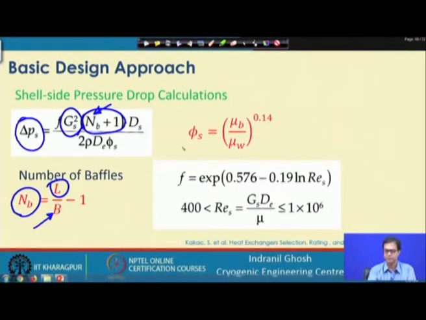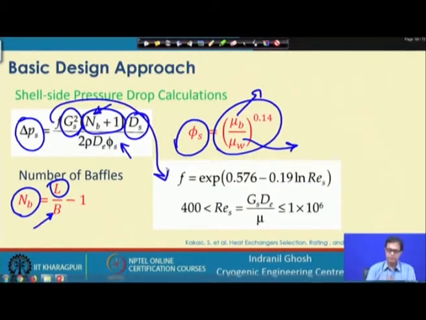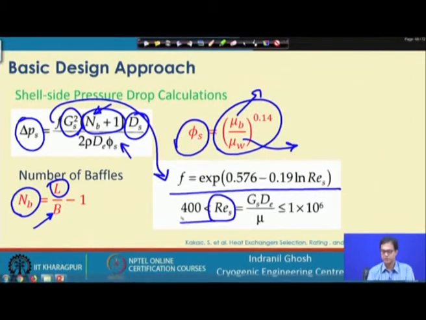And also we have this phi s as a ratio of the bulk. This is evaluated at the bulk, and this is at the film average temperature, and this will come over here. This ds is basically the shell side diameter. And the friction factor will be an expression like this, which is valid for the Reynolds number in the range of 400 to 1 into 10 to the power 6.